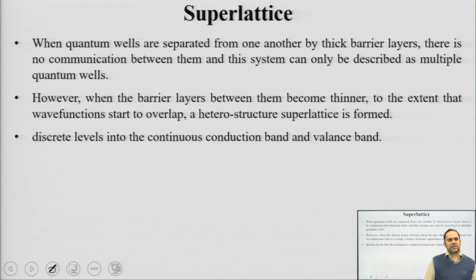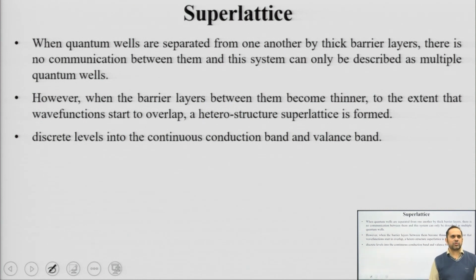When the barrier layers between them start to become thin, their individual wave functions can start to overlap. As we know, every potential well is characterized by a wave function, and this wave function gives different values related to energy and momentum of the charge carriers which are confined in these wells. Now, their wave functions start to overlap. This kind of arrangement is known as a super lattice.